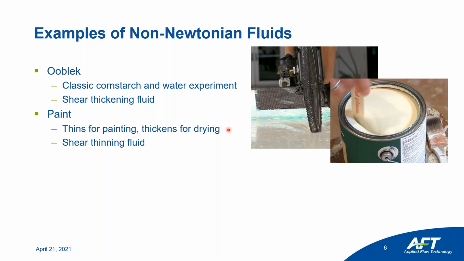As you're shearing it quickly, rolling it or brushing it across your wall or your canvas or whatever, it has a very low viscosity so that it spreads easily. However, as soon as you're done spreading it on your wall or on your canvas, you want it to thicken so that it doesn't drip and run. And so when you remove that shear rate, the viscosity increases. So paint is another common example of a shear thinning fluid or of a non-Newtonian fluid.